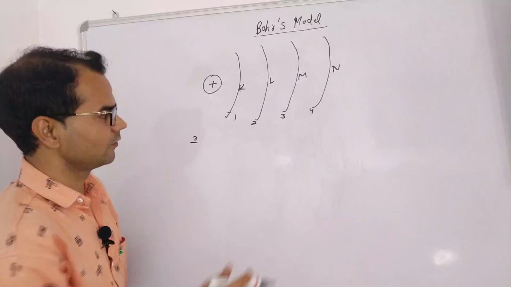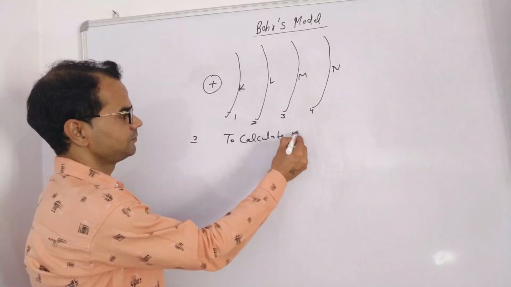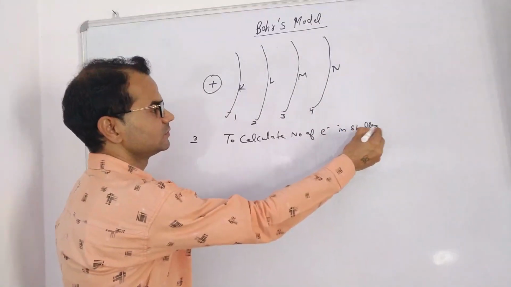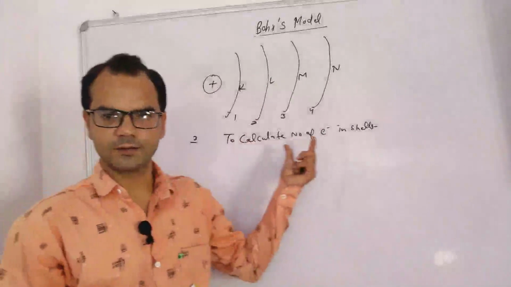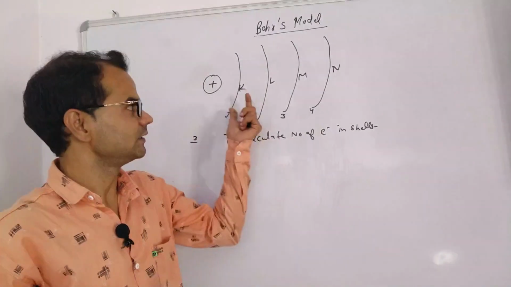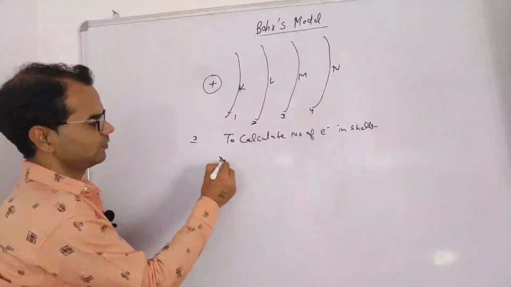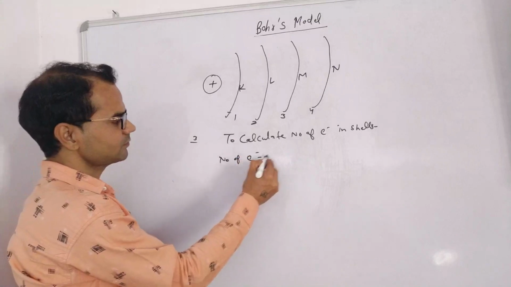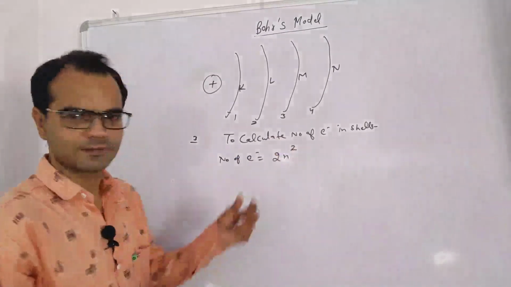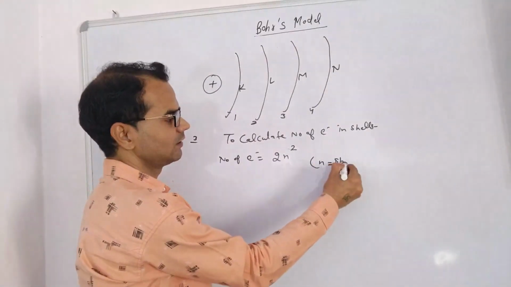Next, third, he proposed a formula to calculate the number of electrons in shells. Find out the number of electrons in a shell. How many electrons can be present in K, L, M and N shell? He proposed the formula: number of electrons is equal to 2n square, where n is the shell number.